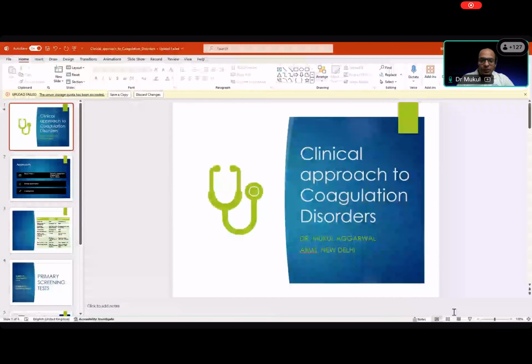Mukul, once again, I think we are stuck on your slide, which is primary screening test. Can you go to one slide? Yeah, the slide just now. Yeah, we're not seeing the slide. Your slides are not moving. I just keep it like this and it's not shifting to the primary mode.